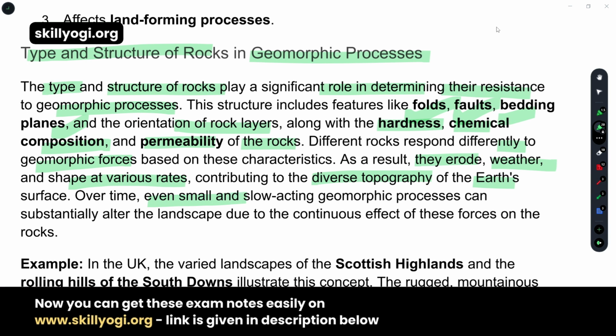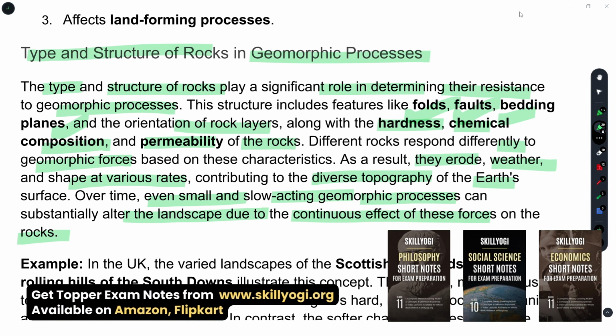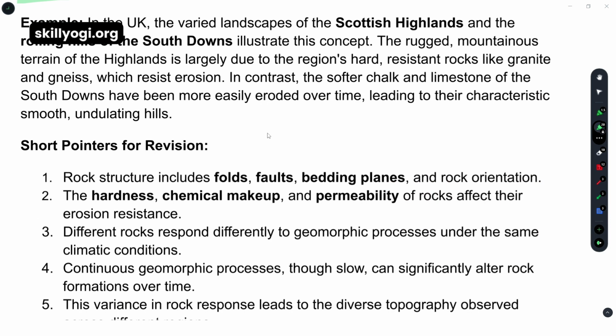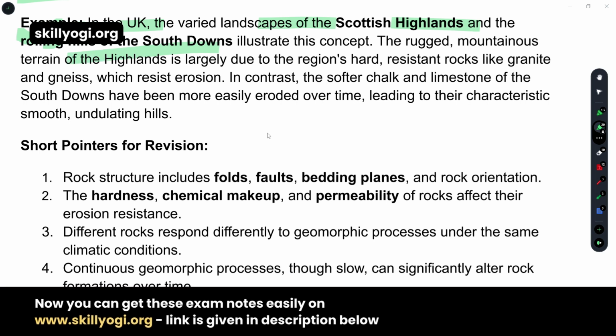Over time, even small and slow-acting geomorphic processes can substantially alter the landscape due to the continuous effect of these forces. In every way, we can see different forces working at different rates, with different natures and climates. So there is a basic difference, or comparability, between the rocks. An example is given in the UK. Mark this line: the varied landscape of the Scottish Highlands and the rolling hills of the South Downs illustrate this concept. So which illustrate this concept? The Scottish Highlands and the rolling hills of the South Downs.